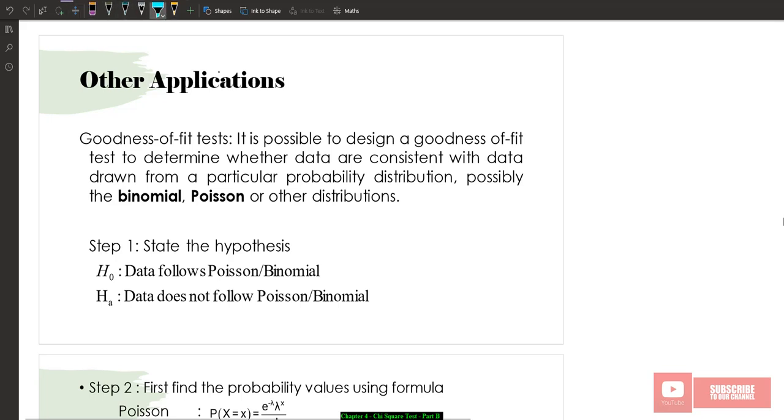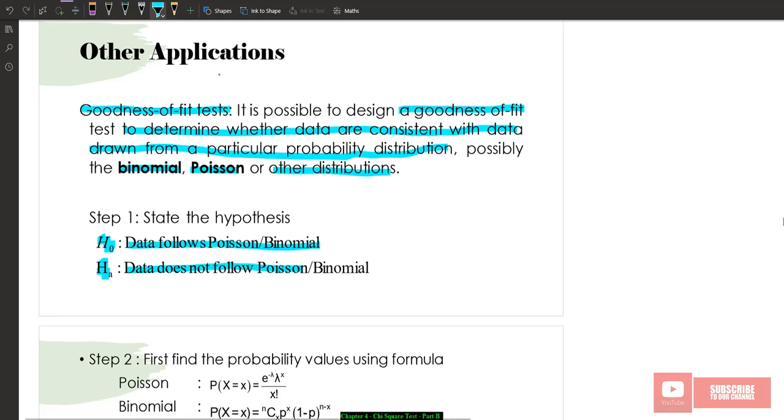So now, a goodness of fit test. It is possible to design a goodness of fit test to determine whether data are consistent with data drawn from a particular probability distribution, for example binomial distribution, Poisson distribution, and other types of distribution. So the statement of hypothesis is, null hypothesis: the data follow either a binomial distribution or a Poisson distribution. Alternative hypothesis: the data does not follow either the Poisson distribution or the binomial distribution, right?